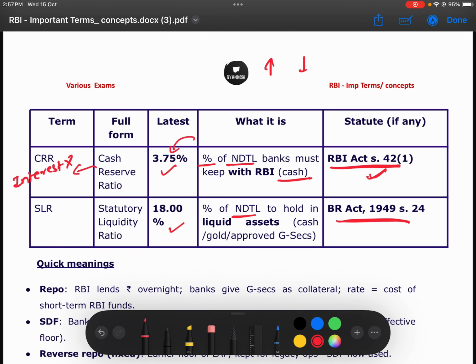Now one more important thing is the upper and lower limit of CRR and SLR. Presently there is no cap over CRR, no lower or ceiling limit over CRR. But in case of SLR, maximum SLR can be up to 40%, while there is no statutory lower bound limit for SLR also.